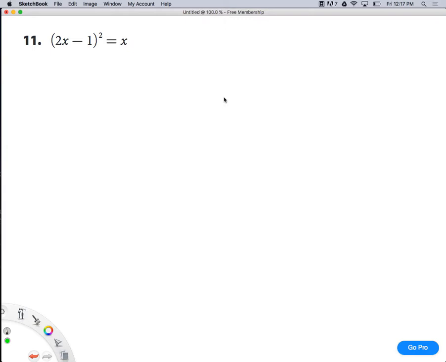So I basically FOIL it out, right? So I get 2x minus 1 times 2x minus 1 equals x. And I FOIL this. I get 2x times 2x is 4x squared. 2x times negative 1 is negative 2x. Minus 1 times 2x is negative 2x.